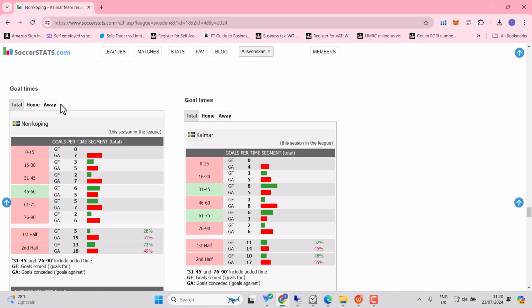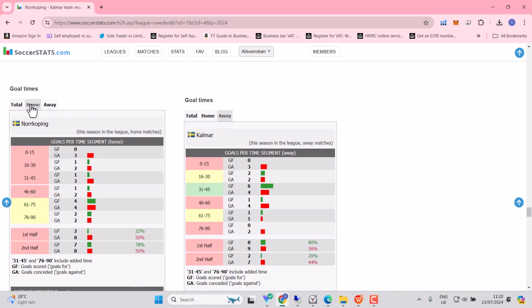Goal times. Vitally important for us traders, because you might have a pattern. Don't forget, home for the home side, away for the away side. What pattern can we see here? Well, Norrköping score the vast majority of their goals second half. Kalmar score the vast majority of their goals first half. So if you're going to expect a goal from Kalmar today, it's highly likely it will come in the first half. So that gives you an angle in, doesn't it?